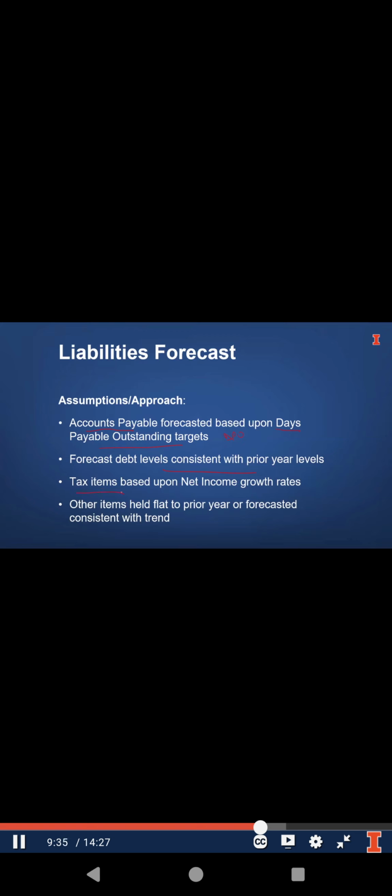If there are tax items within your liability forecast, again, this is why we have to complete our income statement forecast first.